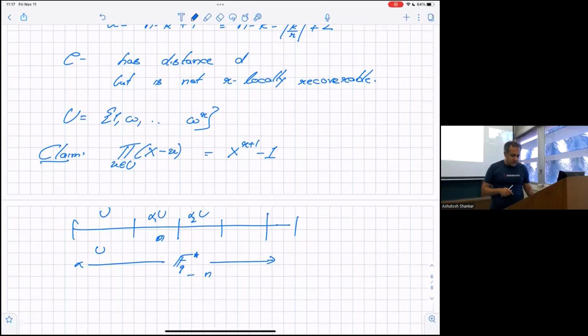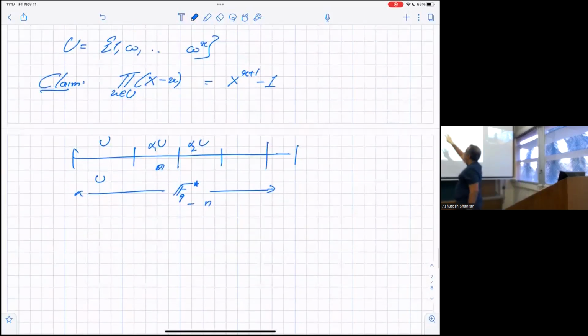So what do you want? Let's just look at it only for U. The proofs for the other cosets will be similar.